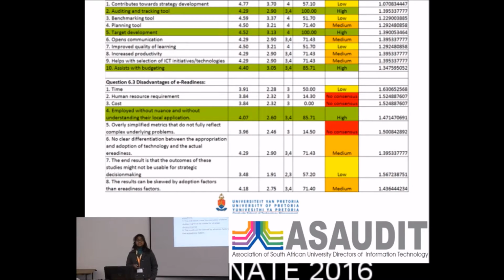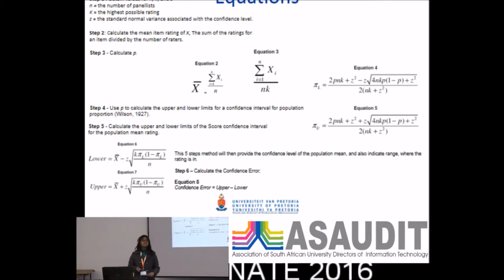As quantitative analysis on my research study as well, for certain questions a Likert scale was made use of. That's where the panelists had to rate the answers to certain questions from 1 to 5. I did quantitative analysis on this to gain agreement or consensus from their answers. This is an example where I looked at advantages for e-readiness and asked the panelists to select between 1 to 5 their agreement with the statement. Various equations were used, and the confidence interval method was used to calculate consensus.